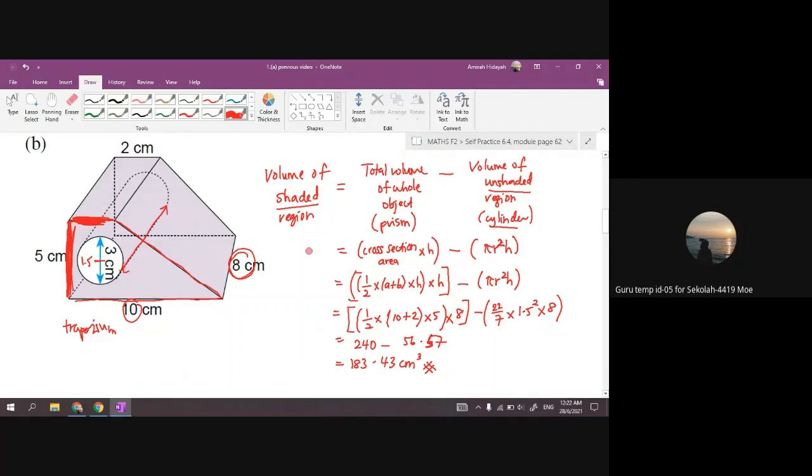Okay, so remember how to solve to find the volume of the shaded region. Firstly you need to find the total volume of the whole object. Whole object means including unshaded and shaded. So minus the volume of unshaded, so you will get the volume of shaded.